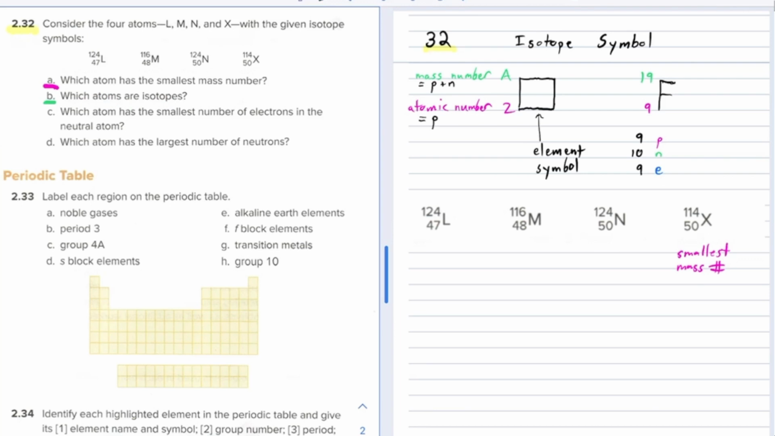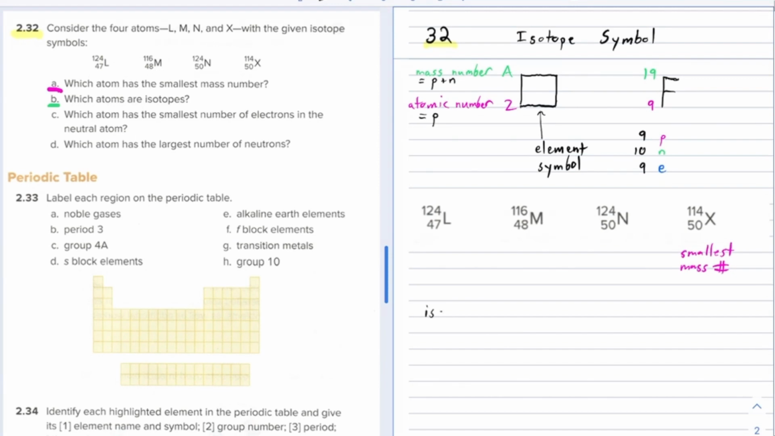Isotopes, a little something about isotopes. Isotopes have the same number of protons, but different number of neutrons. So if we want to know which ones are isotopes, we have to look for which ones have the same number of protons. Now remember, the protons are the bottom left number, the atomic number. So it looks like these two are isotopes.